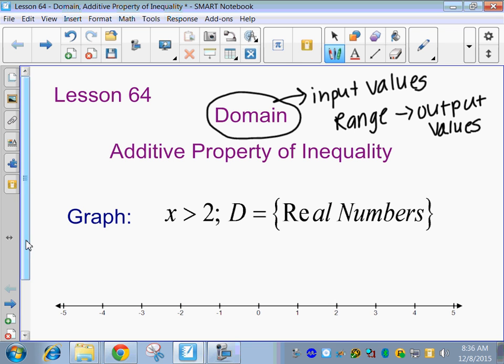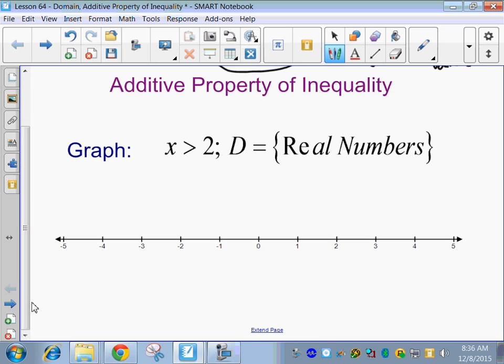All right. So go ahead and write this down. X is greater than 2. And then we have this new little thing added to this. D equals brackets, real numbers. That's important. Definitely write that down in your notes. D equals real numbers. All right, D meaning domain. Okay, what is going to happen is we're going to start restricting our domain. However, real numbers is what you always do. So if you see real numbers, you're good to go. That's normal. That's how we always graph X is greater than 2.